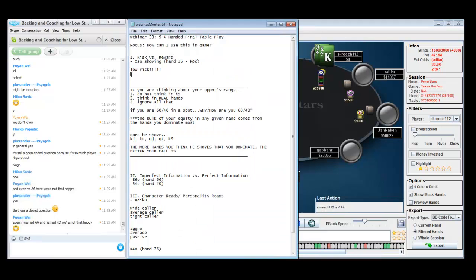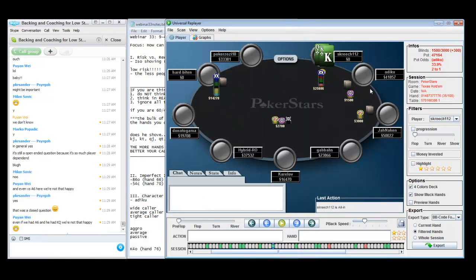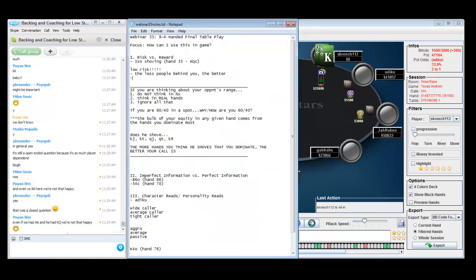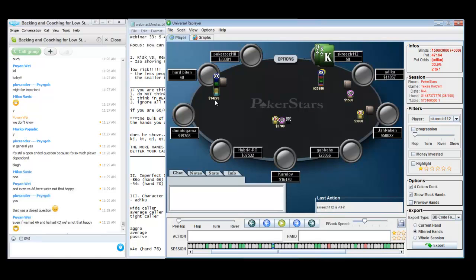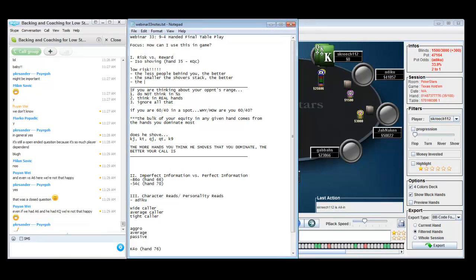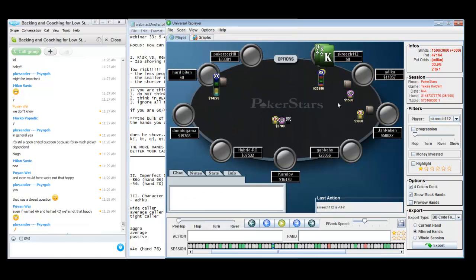The fewer people behind you, the better. Right? Because it's less likely you'll be overcalled, or you'll run into a better hand. The smaller the shover's stack, the better, because then you risk less. If this was 9,000, it would be much better because you're risking less. The shorter the guys behind you are, the better, because less risk.